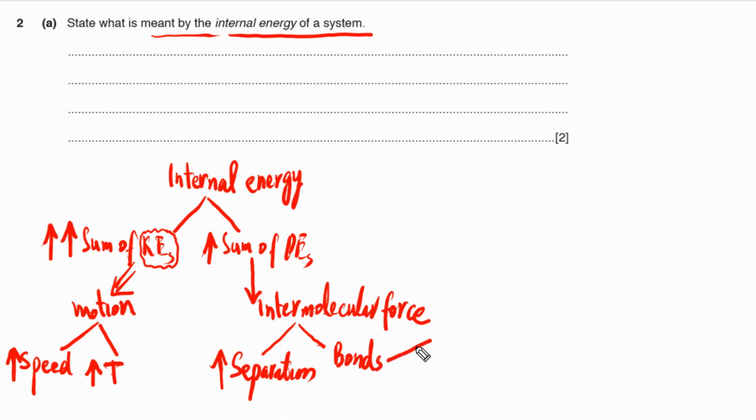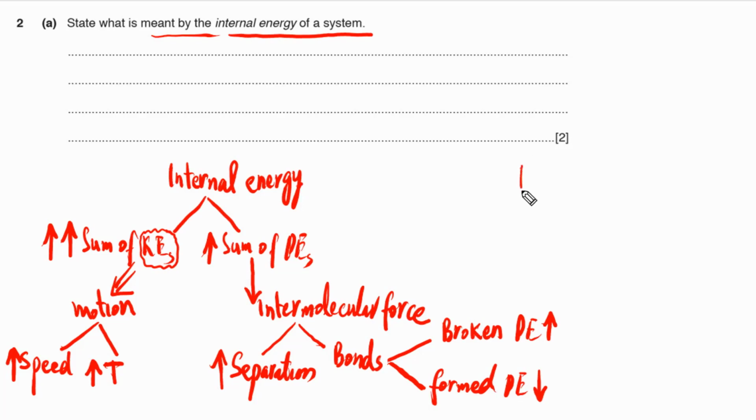Now, what does it mean by bonds? How does potential energy depend on bonds? If the bonds are broken, for example, when liquid changes into gas, potential energy of molecules increases. And if bonds are formed, potential energy of molecules decreases, meaning when gas changes into liquid. So this is what we need to understand about potential energy and kinetic energy.